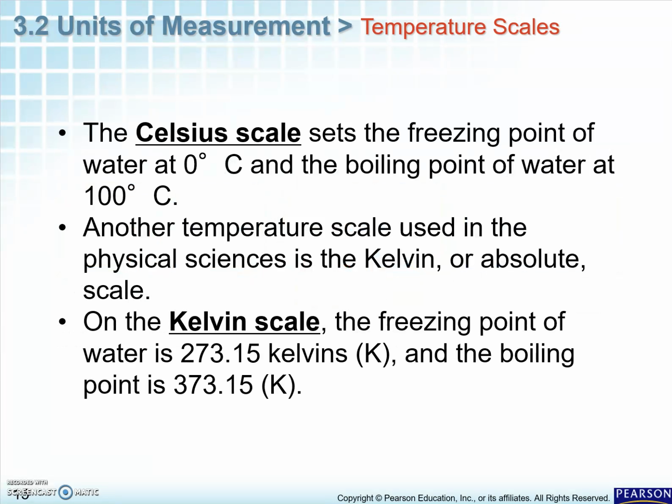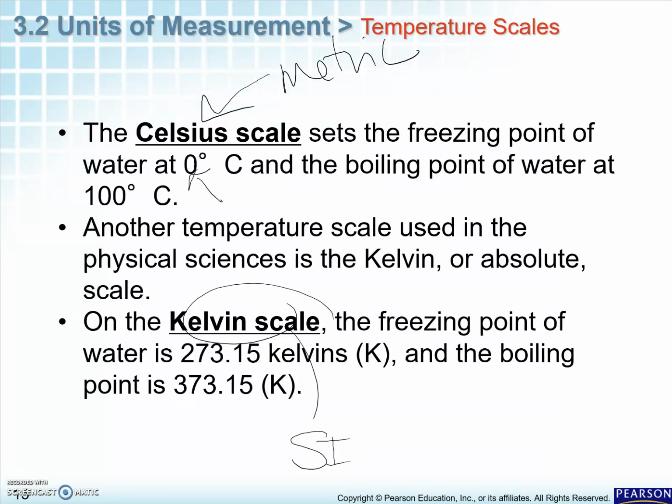So when you look at a thermometer, it can read a couple different things. Usually we see ours as Fahrenheit. Like I said, we'll talk about that one in class. But in science, we use Celsius, usually with the metric system. And the Kelvin is your SI unit. So the Celsius system has water freezing at 0 degrees Celsius and boiling at 100.